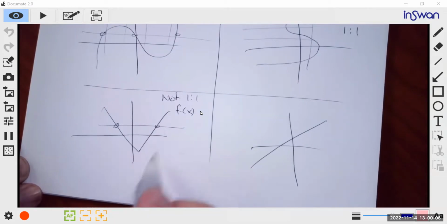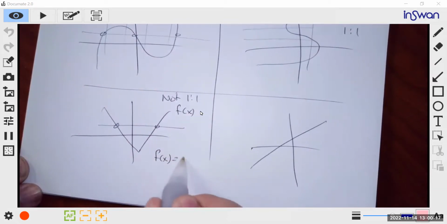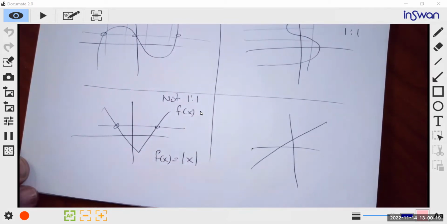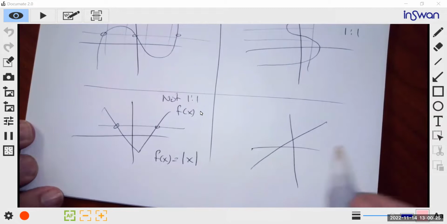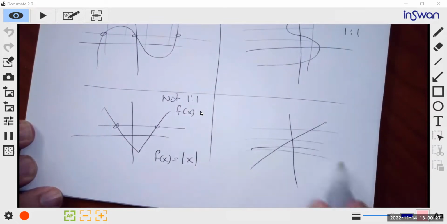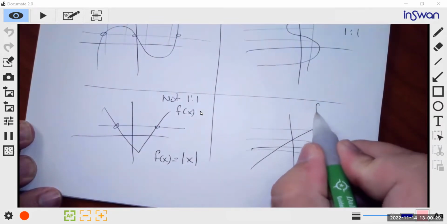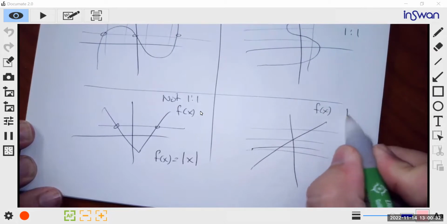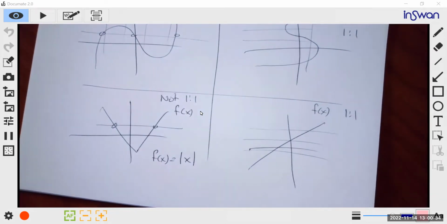Anybody remember the formula for this function? It might be something we haven't heard of since the 8th grade. Absolute value. You've heard of that. That's the end of chapter 1. And this one is a function and one-to-one. That's a linear equation.